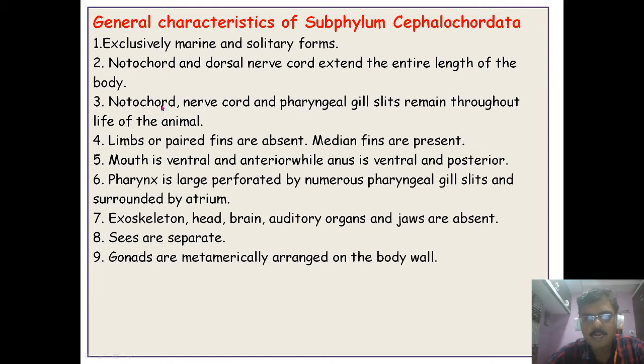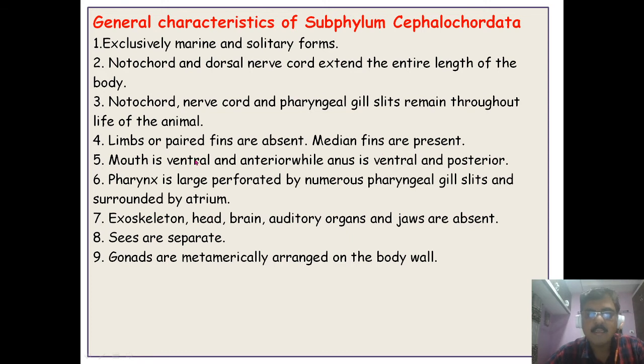The notochord, nerve cord and pharyngeal gill slits remain throughout the life of the animal. These are the three distinct, basic or fundamental characteristics of the Chordata which the Cephalochordata have, and these remain throughout the life of the animals. Then limbs or paired fins are absent in Cephalochordata. The median fins are present.